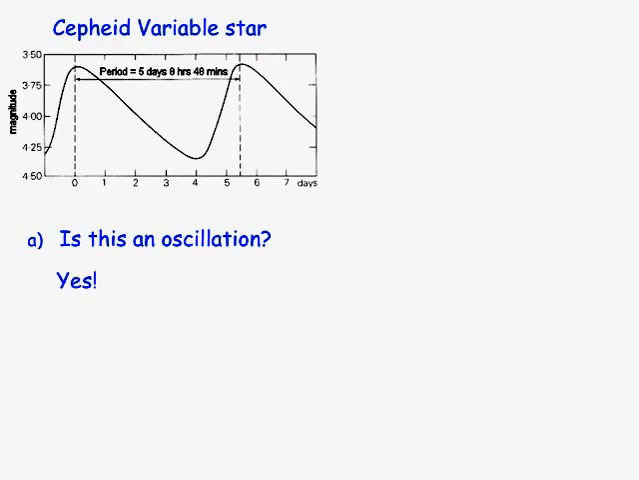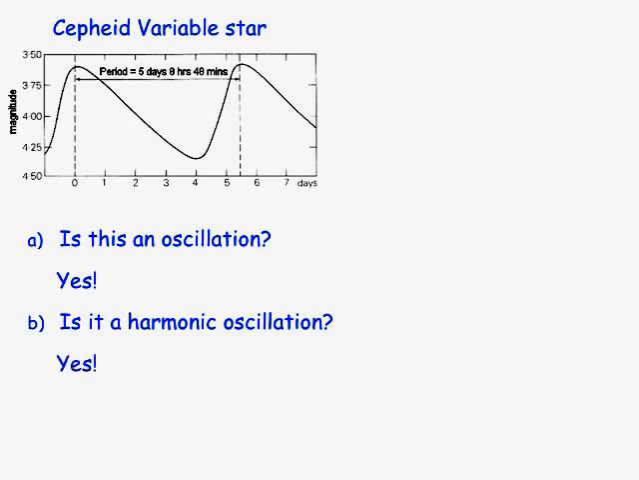It sure is. It's a repeating motion, increasing in brightness and slowly decreasing in brightness, and then repeating that again. Is it harmonic oscillation? Well, it's a regular repeating motion. It increases in brightness the same way every time, and it decreases in brightness the same way every time. So yes, it's a harmonic oscillation.